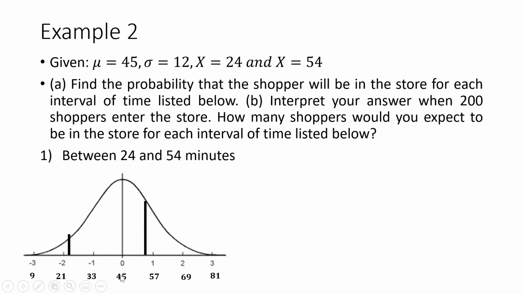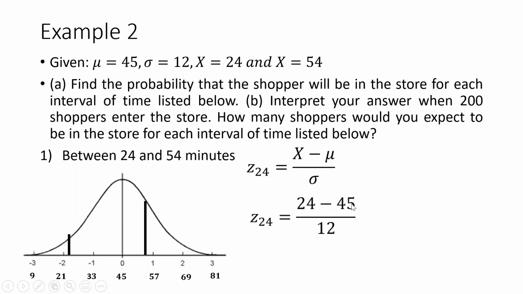And 54 is located between 45 and 57. Okay, so let us find the z-score of x equals 24. Using the formula, that is 24 minus 45 over 12. Computing this, the z-score of x equals 24 is negative 1.75. So the score 24 is located at z equals negative 1.75.